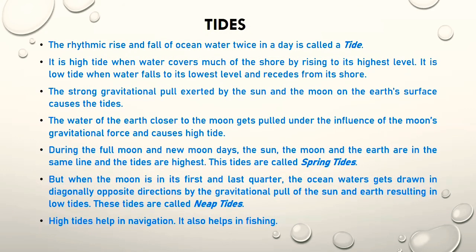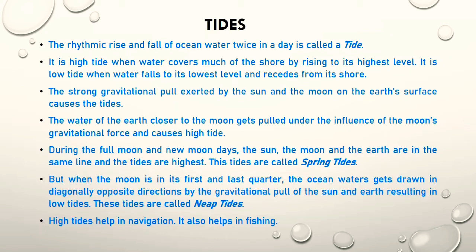Here you see the topic is tides. What is it? The rhythmic rise and fall of ocean water twice in a day is called a tide. Rise and fall of ocean water twice in a day is called a what?